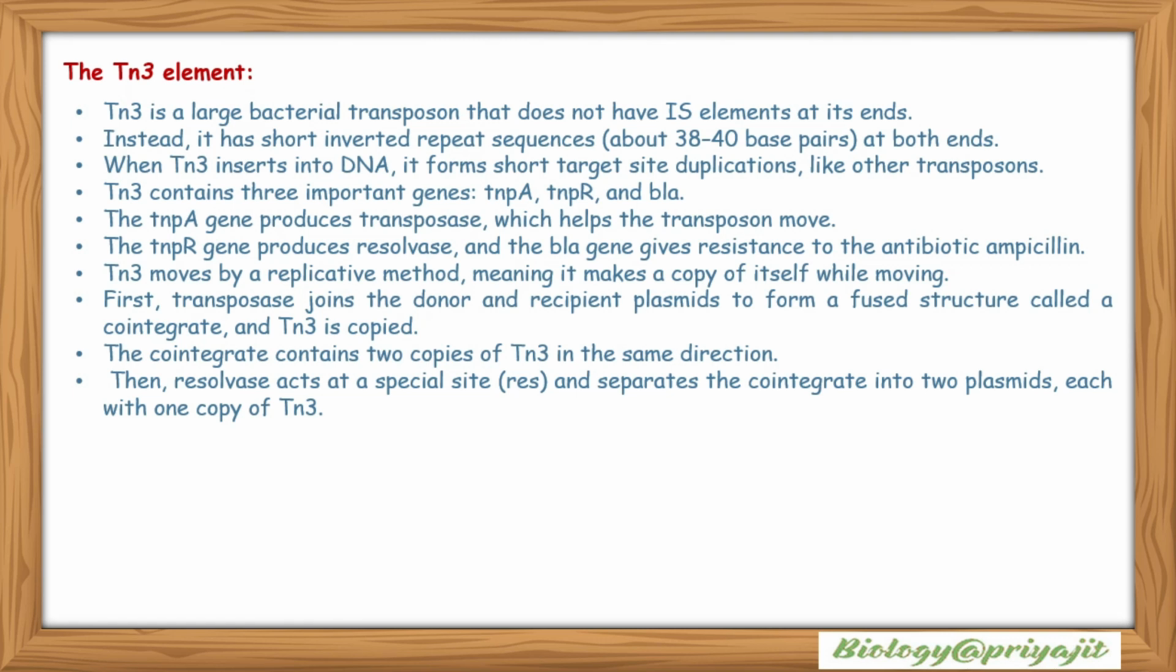Tn3 contains three important genes: tnpA, tnpR, and bla. The tnpA gene produces transposase, which helps the transposon move. The tnpR gene produces resolvase, and the bla gene gives resistance to the antibiotic ampicillin.